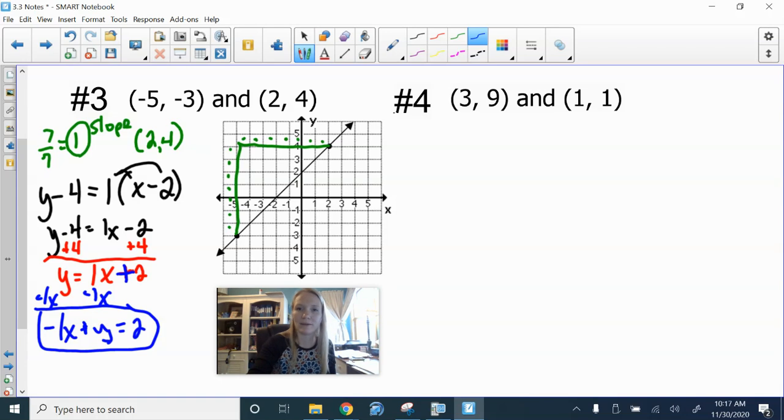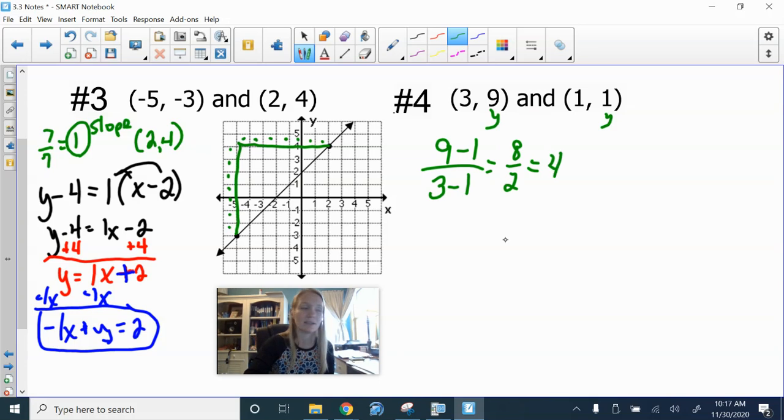We have 3, 9, and 1, 1. So this time it's not on a graph, and I can't even use this graph to plot it because the 9 goes way off the page. So I am going to have to do my y minus my y, and then in this case, my x minus my x. And what's nice about that is that the x and the y are both 1. So it's 9 minus 1 and 3 minus 1. So I end up with 8 over 2, which again is going to give me a nice slope value.